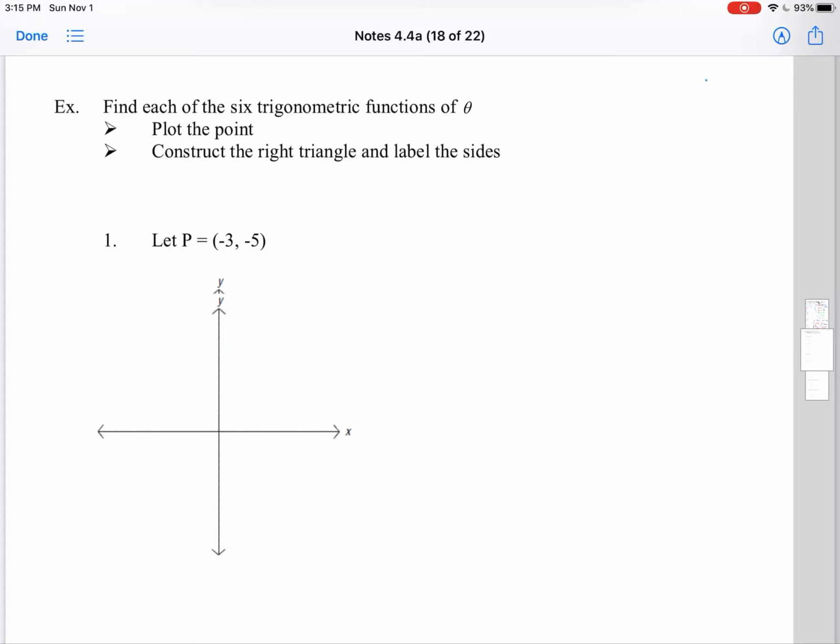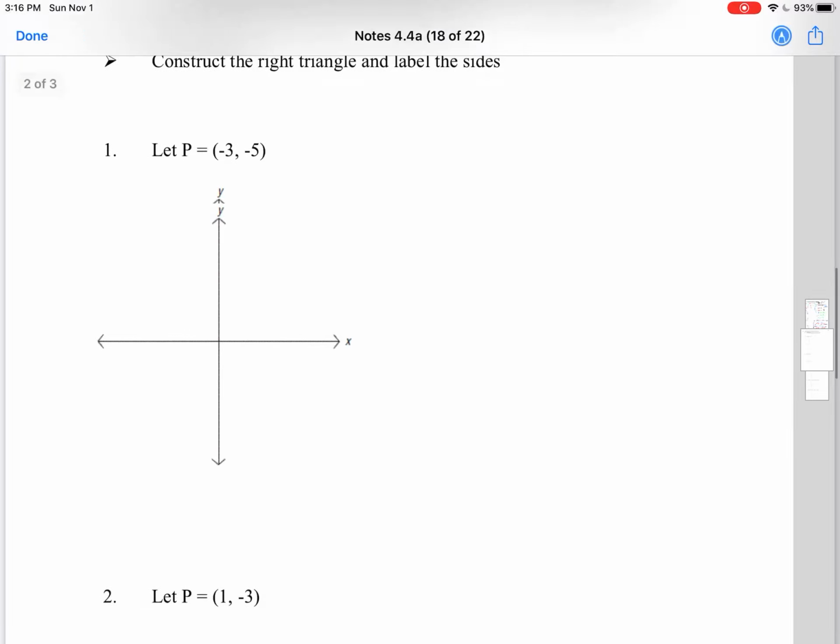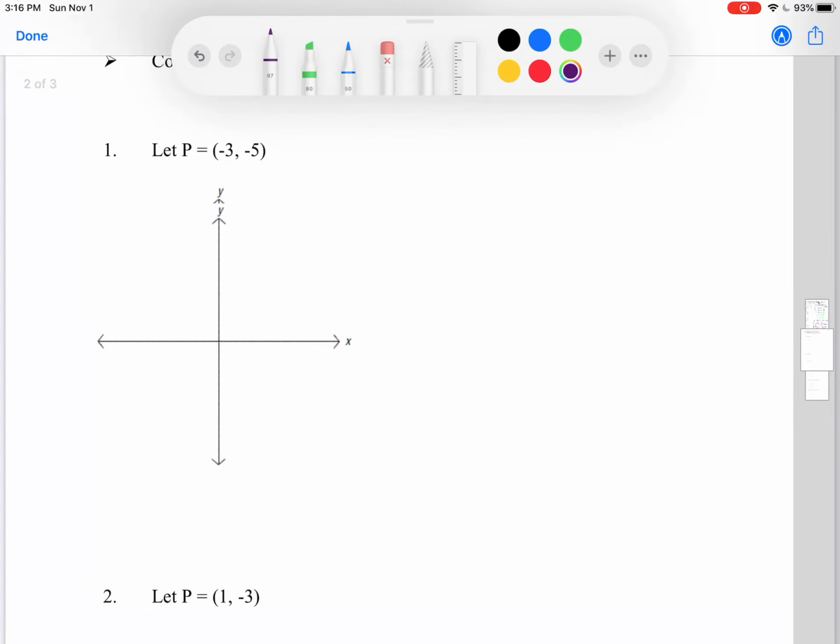So for our next few examples, we're going to find each of the 6 trigonometric functions of theta, the same 6 functions we talked about last time: our sine, cosine, tangent, cosecant, secant, and cotangent. But we can't determine any of that information unless we have our triangle. So the triangle is going to be important. Remember which coordinates are negatives, which coordinates are positives, and we can go from there. All right, so let's get started on question 1.